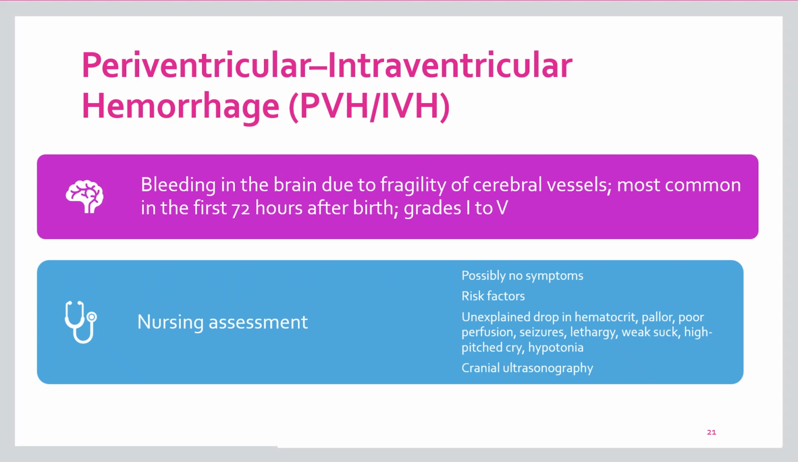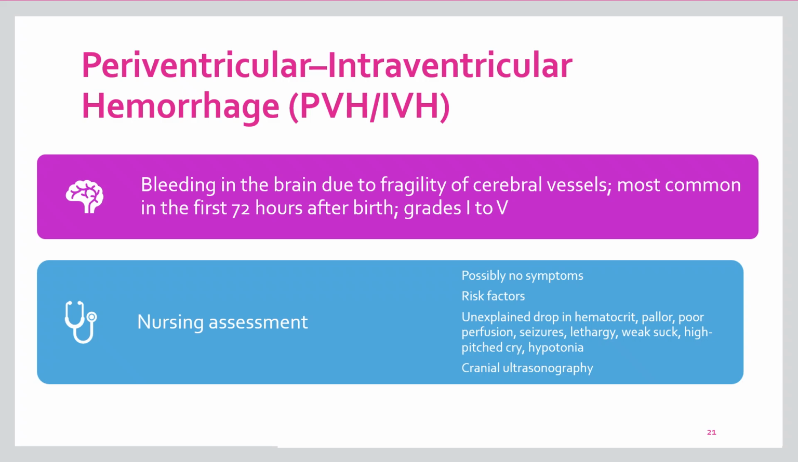So periventricular intraventricular hemorrhage. This happens when there is bleeding in the brain due to fragility of cerebral vessels. So the vessels in the brain are very fragile, so bleeding can occur into the ventricles of the brain, and that causes periventricular hemorrhage. Most common in the first 72 hours of birth. Grades are from grade 1 to grade 6. So what are the nursing assessments here?